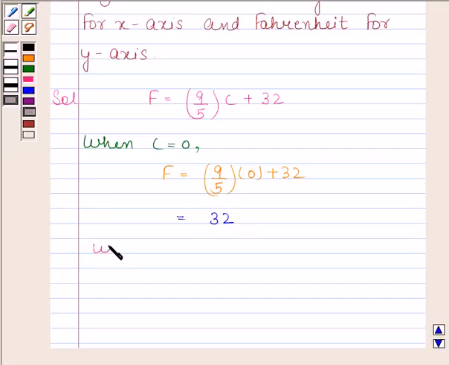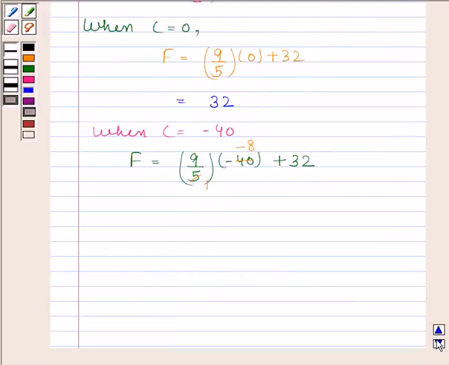When C is equal to minus 40, then the given equation reduces to F is equal to 9 by 5 into minus 40 plus 32. Cancelling minus 40 by 5, we get minus 8. And this is equal to minus 72 plus 32. And this is equal to minus 40.